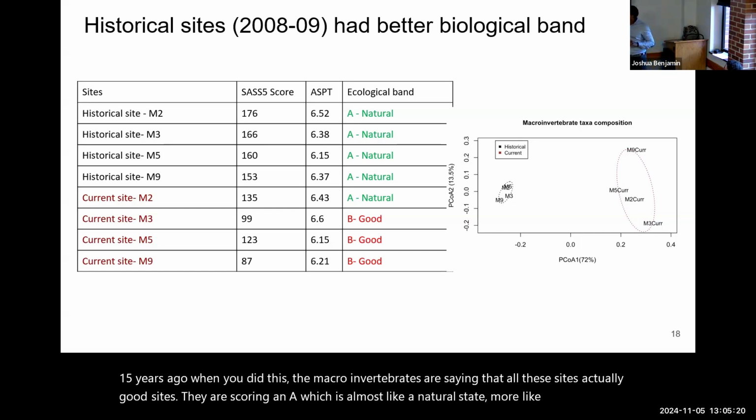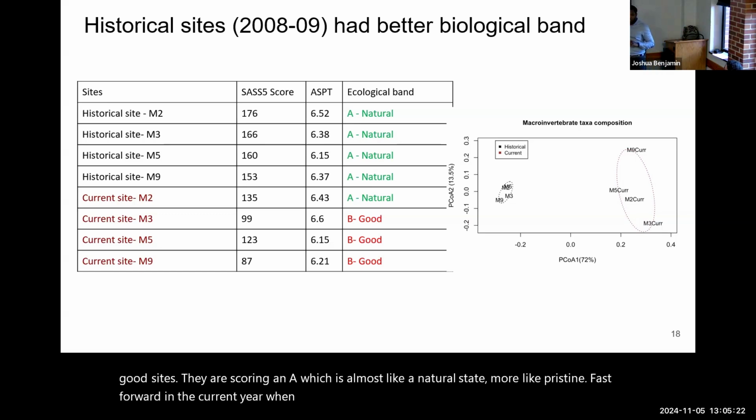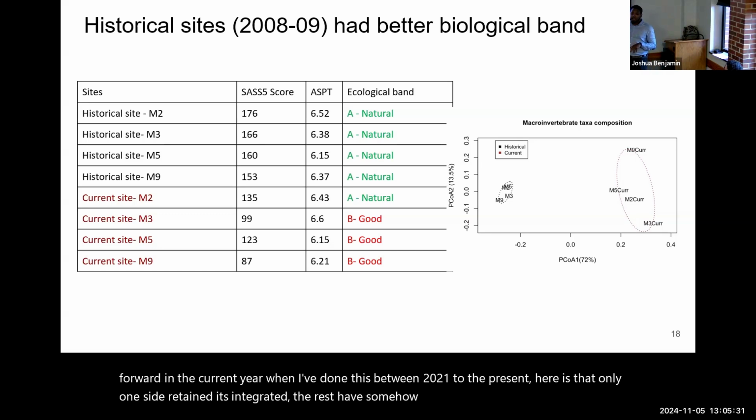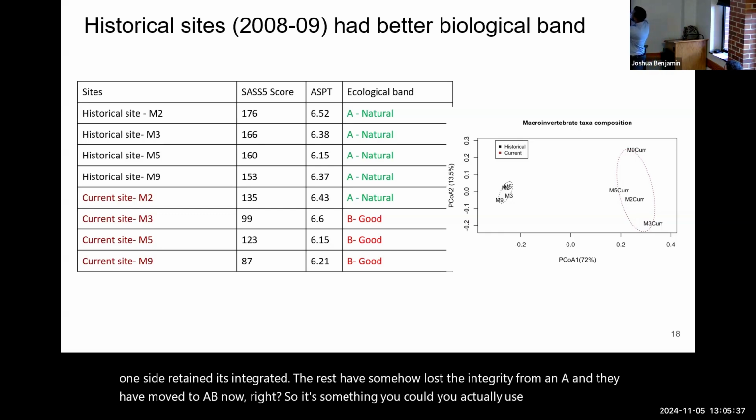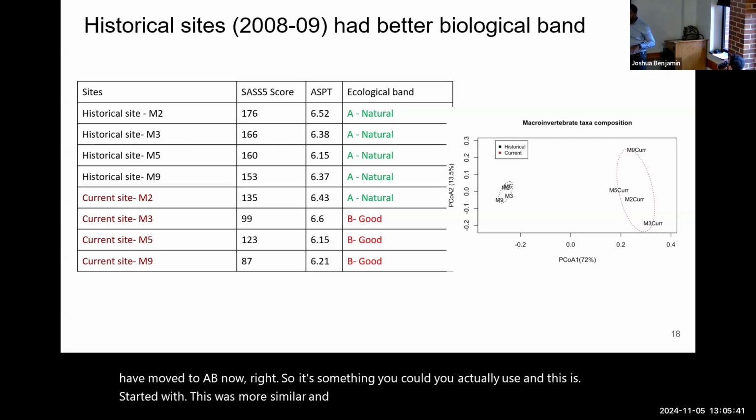Fast forward, in the current year, when I've done this between 2021 to the present year, only one site retained its integrity. The rest have somehow lost the integrity from an A and they have moved to a B now, all right? So it's something you actually use, and this is basically what I started with. This was more similar, and things were more like scoring an A.